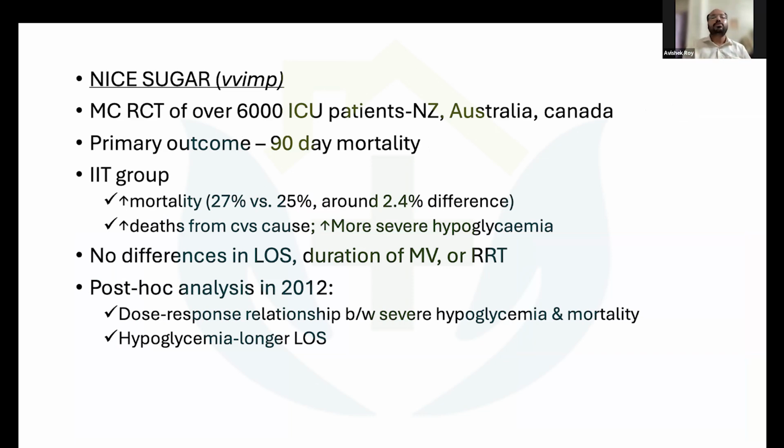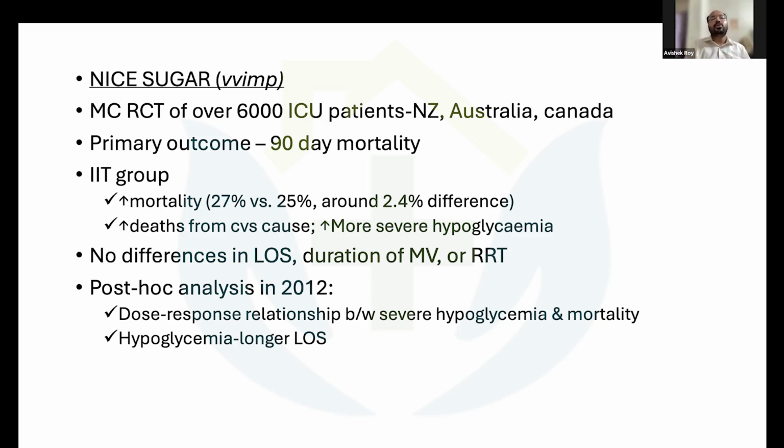When you take patients from all over ICUs, you are actually doing a pragmatic trial. You are considering different variations of practices as well. And the primary outcome, they took a 90-day mortality, which is also a very good outcome measure, and they showed that the intensive therapy group had increased chance of mortality and increased deaths of cardiovascular cause, and there was obviously more cost involved because you're measuring sugars more frequently, the risk of hypoglycemia is more, etc. And there was no huge difference in terms of any other effect.